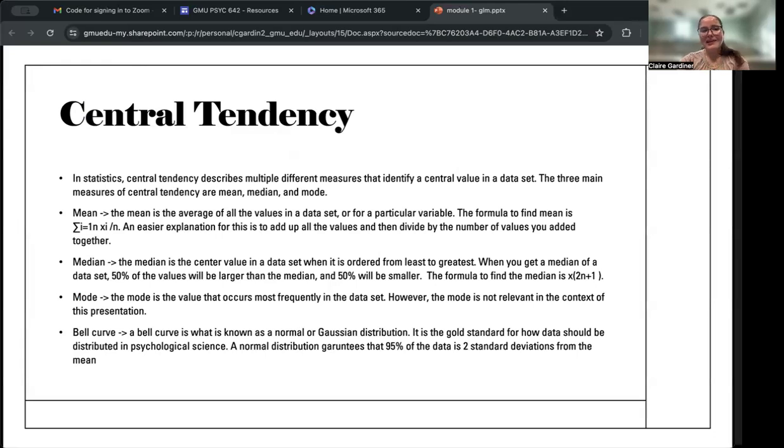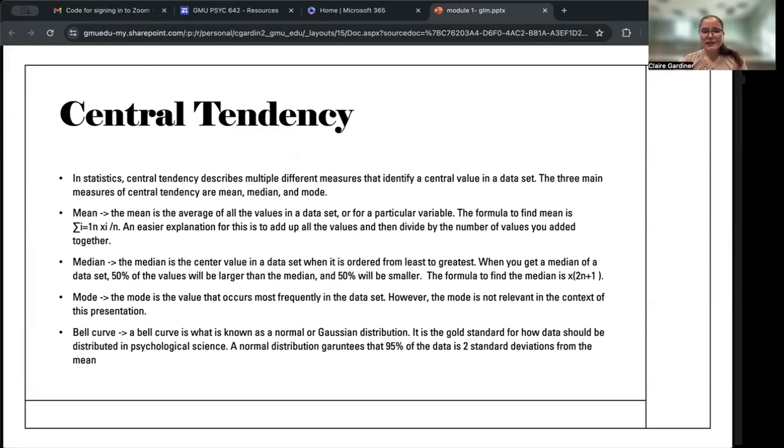So the median is the center value in a data set when it is ordered from least to greatest. You get a median of a data set when 50% of the values are larger than the median and 50% will be smaller. So that's how you know you have the middle value, if there's 50-50 on either side. And then the formula to find the median is x times 2n plus 1.